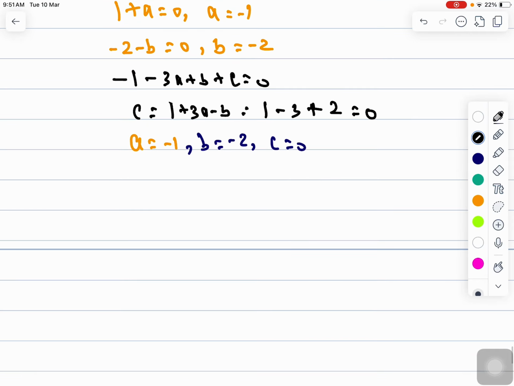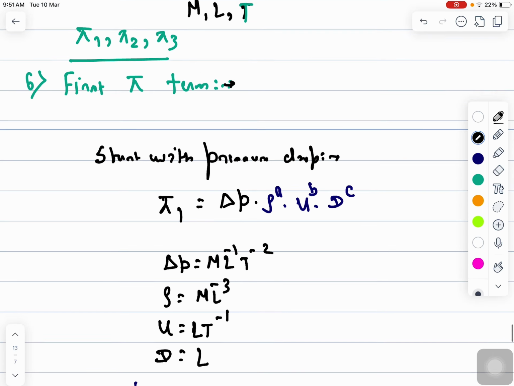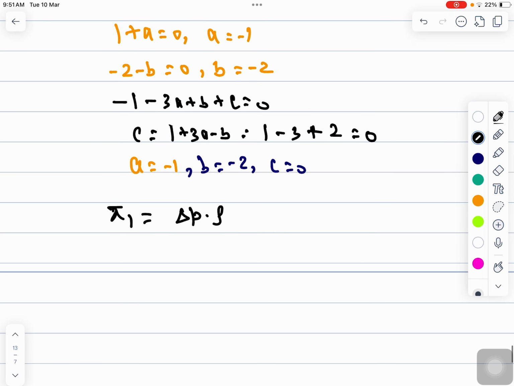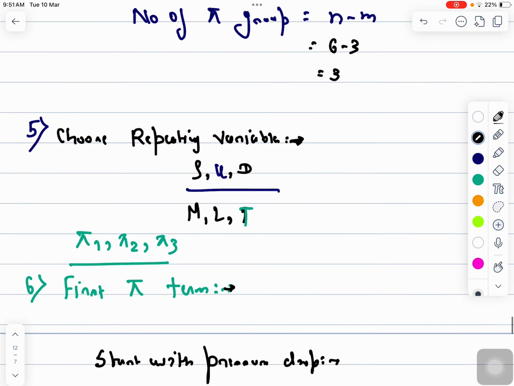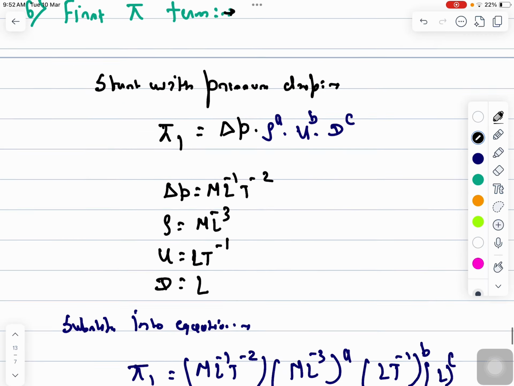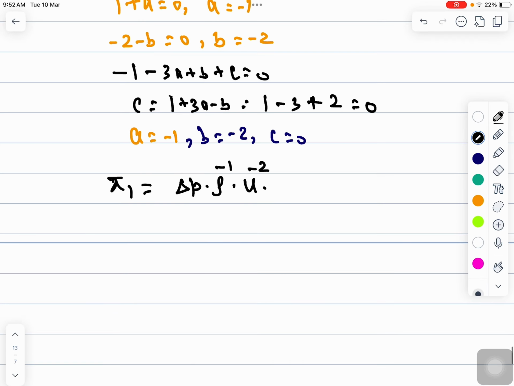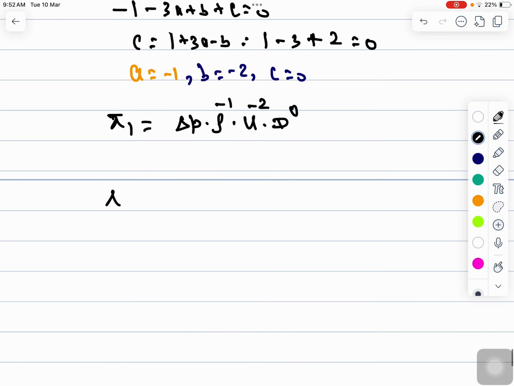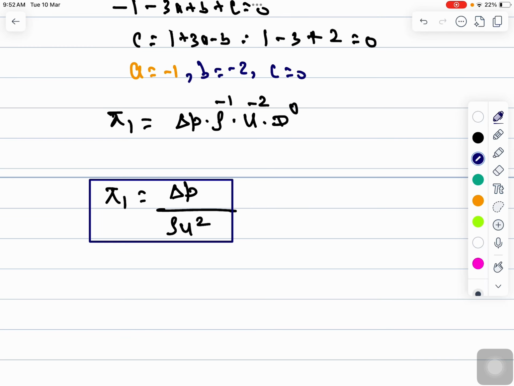So now I can write the value of pi 1, that is equal to delta p into rho to the power a. We know the value of a, right? So rho to the power minus 1 and u to the power b, so u to the power minus 2, and d to the power c, so d to the power 0. So the value of pi 1 that we have got is delta p divided by rho u square. So this is one dimensionless number that we have obtained using the Buckingham pi theorem, right?